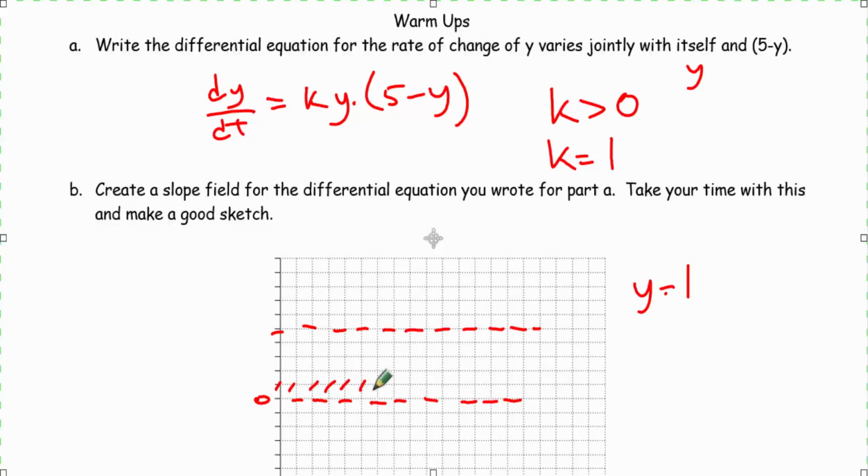So all the way along here, we've got this slope, right? Kind of try to draw them all the same. And again, there's no x, so as you go across here, that shouldn't change. Okay, what if y equals 2? So if y equals 2, we're going to get 2 times 5 minus 2, so 2 times 3, which is 6. So even steeper, which is kind of hard to draw.